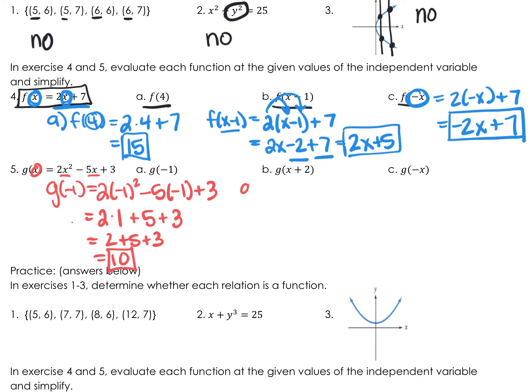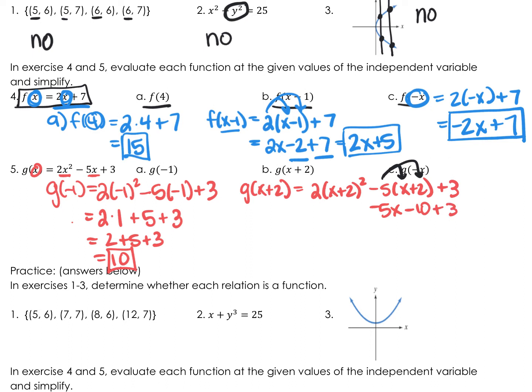Now for B, g of x plus 2, now we need to replace all the x's with x plus 2. So this one will be 2 times x plus 2, again, just the x plus 2 is squared, minus 5 times x plus 2, and then plus 3. Now here, you might remember to distribute this, so that will be good. Negative 5 times x and negative 5 times 2. So that'll leave us with negative 5x minus 10 plus 3.